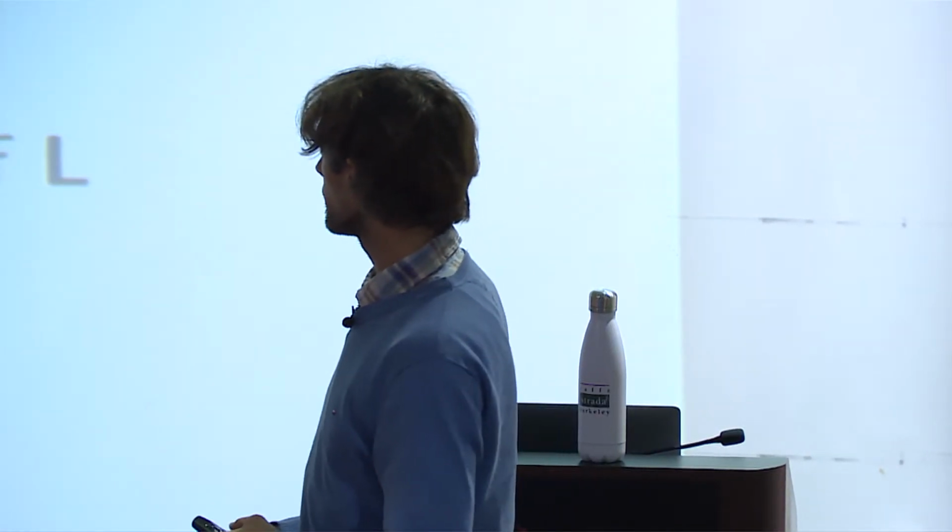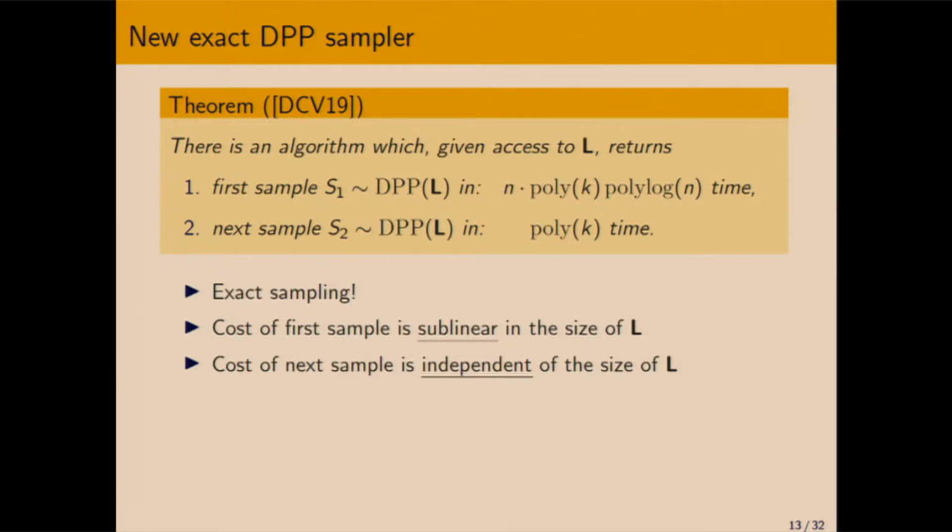And finally, the actual sampling cost. You can look at this result this way: the first line is the cost of preprocessing, whereas the second line is the cost of the sampling. So the cost of the sampling is completely independent of the size of L. What it actually depends on is the size of the sample we're going to get, so the subset.